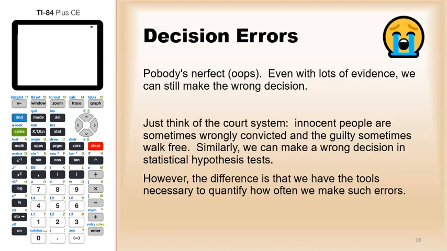If you think of the court systems we have, innocent people are sometimes wrongly convicted, the guilty sometimes walk free. Likewise, we can make a wrong decision with a statistical hypothesis test. However, the difference here is that we have the tools necessary to quantify how often we make these errors. And that has a lot to do with why we choose 0.05.